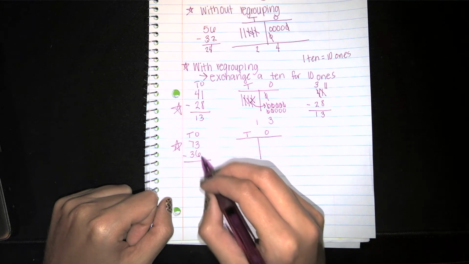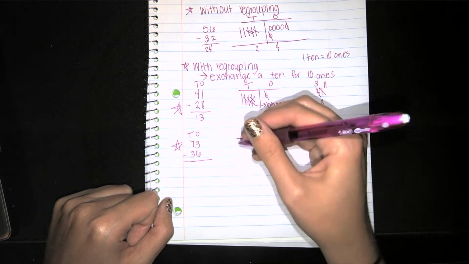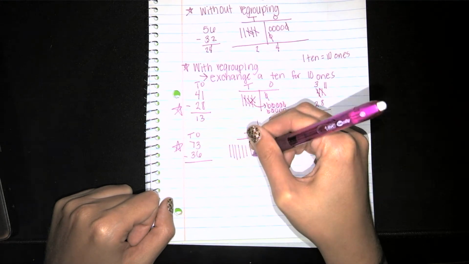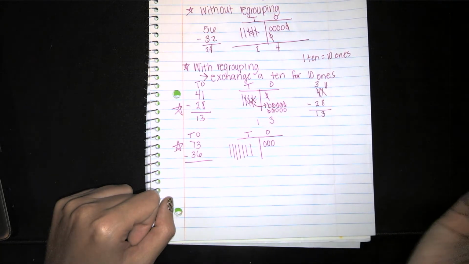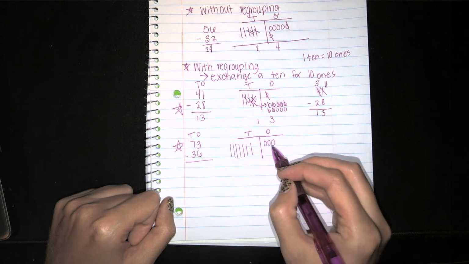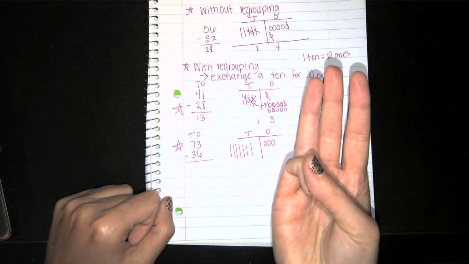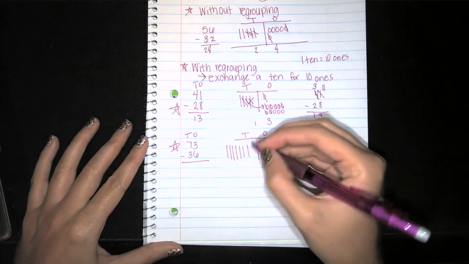So just like we've practiced before, I'm going to start by drawing in 73. So drawing in 7 tens, 1, 2, 3, 4, 5, 6, 7, and 3 ones, 1, 2, 3. Now I need to take away 36. Starting in my ones, do I have enough to take away 6 ones? Well, if I have 3, can I take away 6? No, I can't. So I need to regroup.